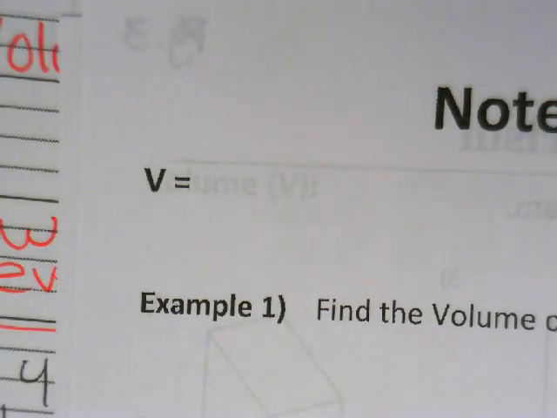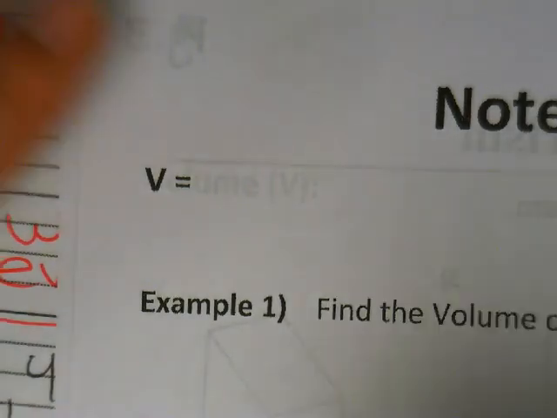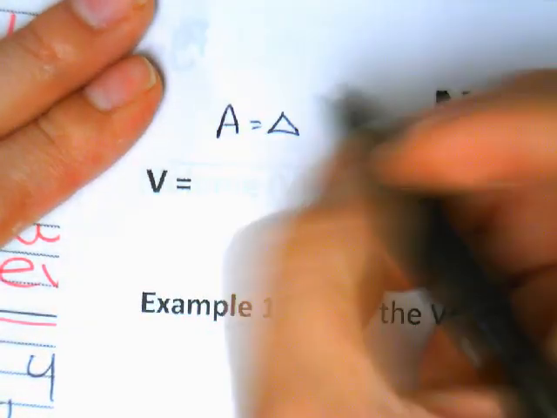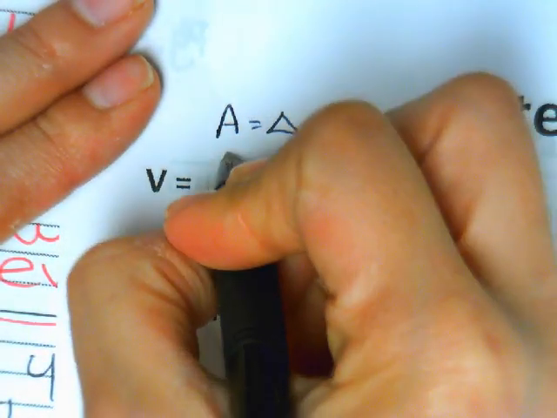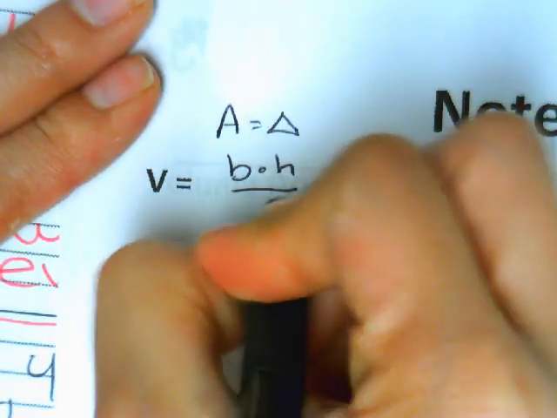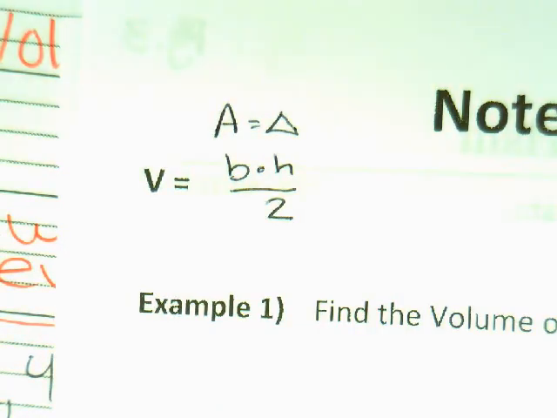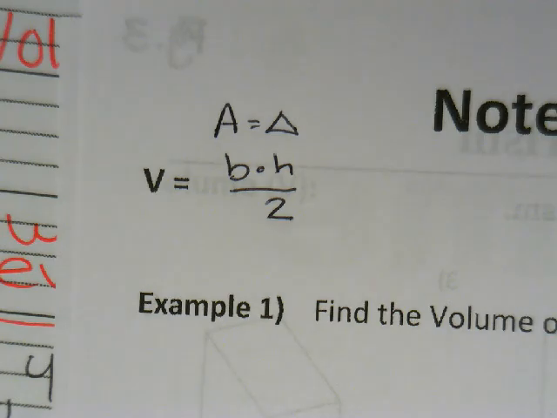Base times height divided by 2. Uh-huh, that's the area. So you're actually halfway there. So the area of a triangle is what Kevin just told me: base times height divided by 2. But that's for the area. How do I make the area transform into volume?